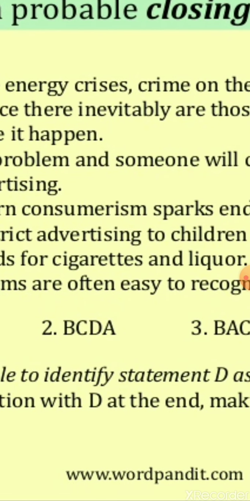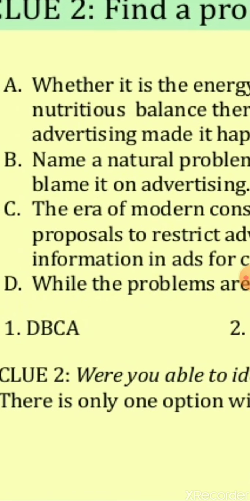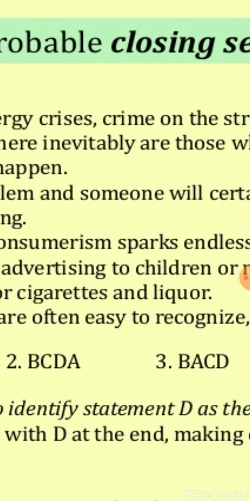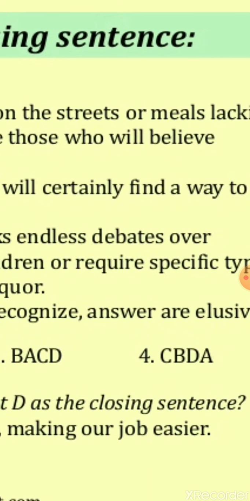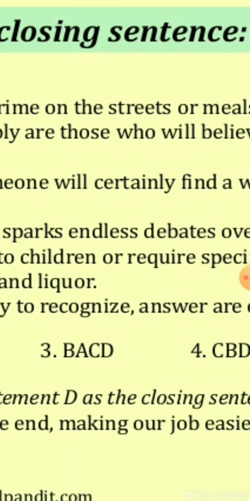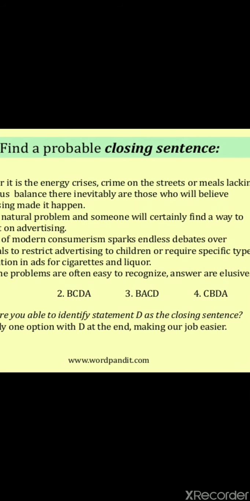When you have such a type of closing sentence, you will go easily to your correct option. D, B, C, A does not end with D. B, C, D, A does not end with D. C, B, D, A does not end with D. So only one option gives you the clue that it is the right answer. Only one choice is available, so that should be right. Sometimes this way also works.